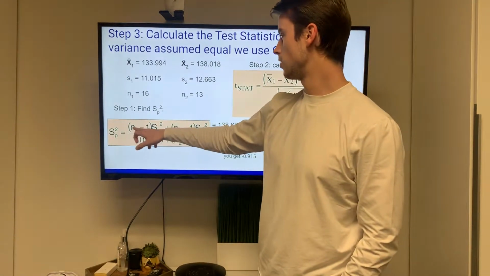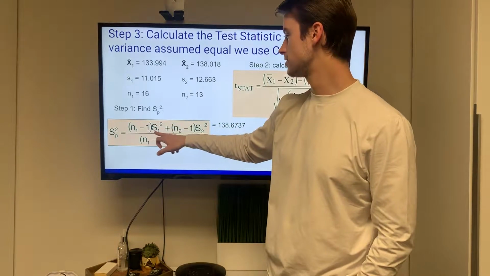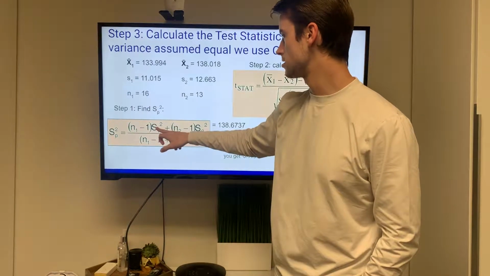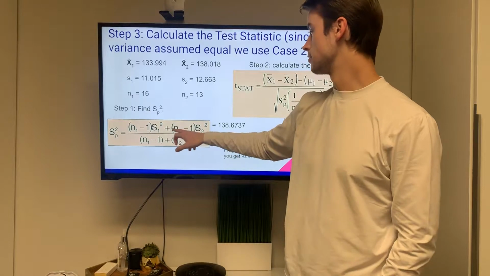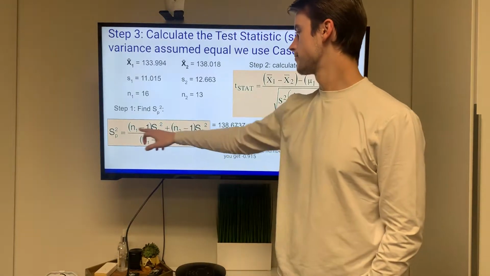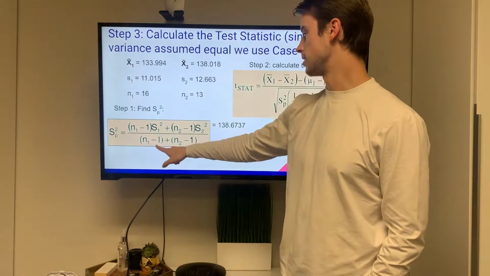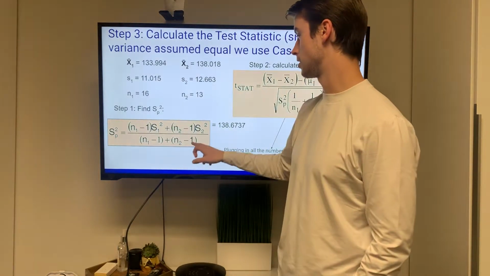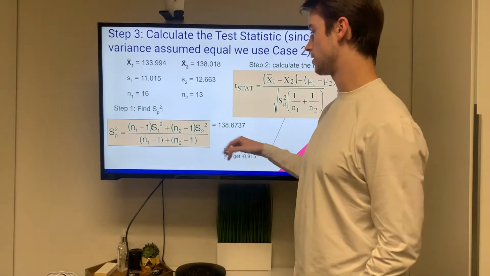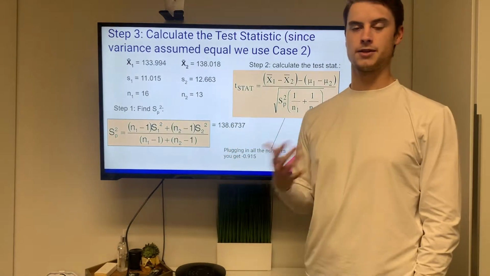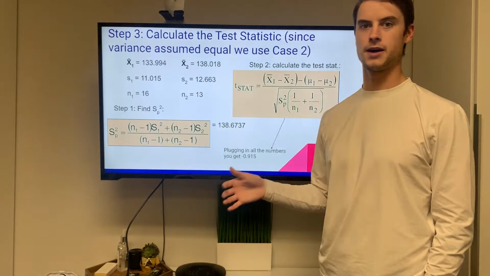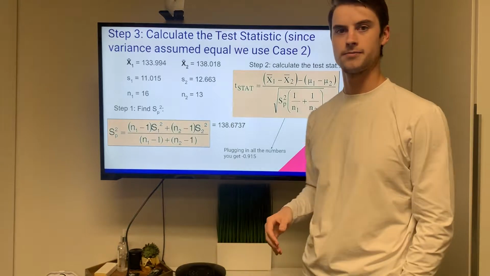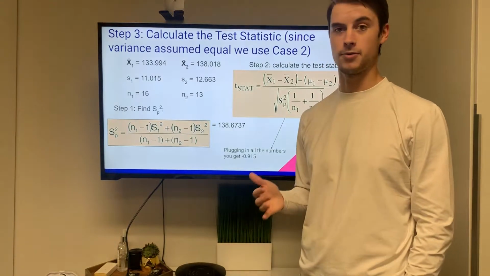So we plug in N1 here. So 16 minus 1 is 15. You have your sample standard deviation. Square it, right? Do the same thing over here with your second sample. And then you divide all that by 16 minus 1 plus 13 minus 1. So 15 plus 12. And then you add those together and divide it. I'm not going to do the math for you because y'all should be able to do that, hopefully. If not, text me and I will help you.